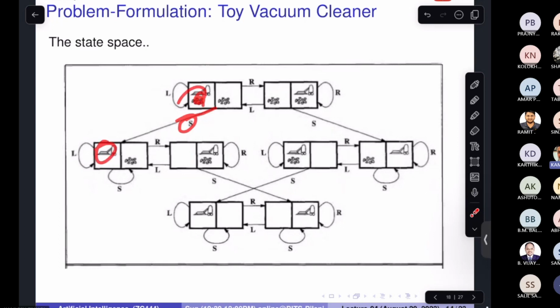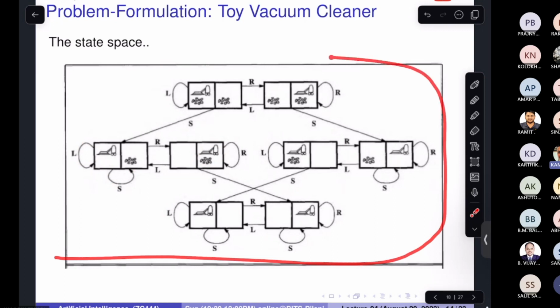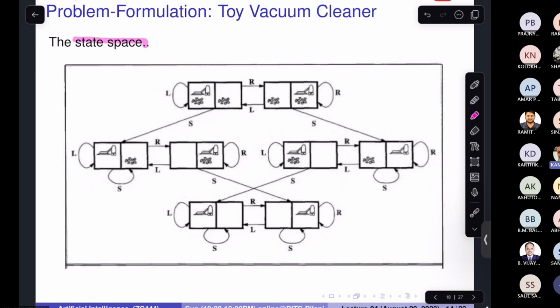This room is cleaned. You take the left, he is inside the same room. Take right, he reaches this. So I will not complete this. Can you complete this for me, by yourself? You can draw this. This diagram is called what? State space. This diagram is called state space.